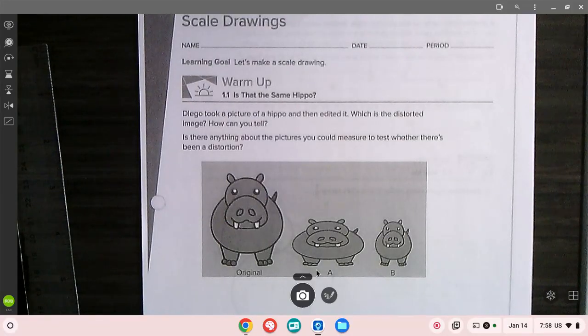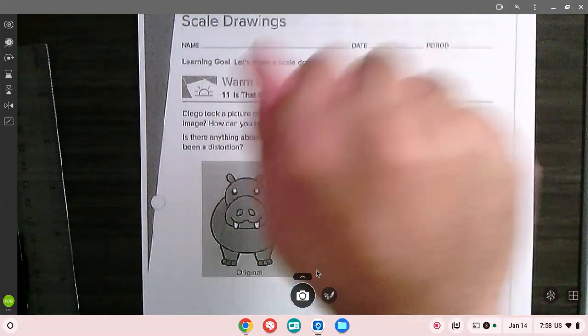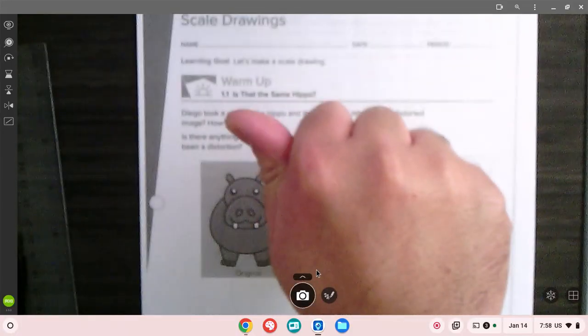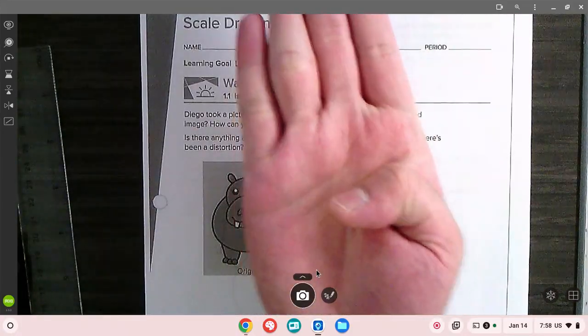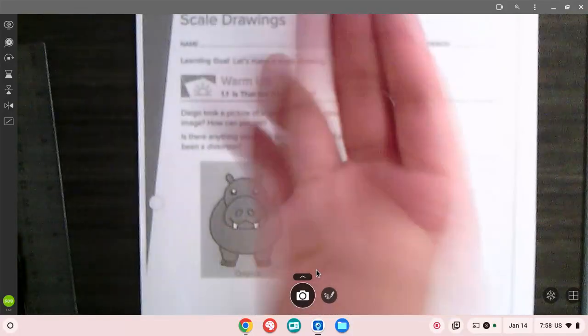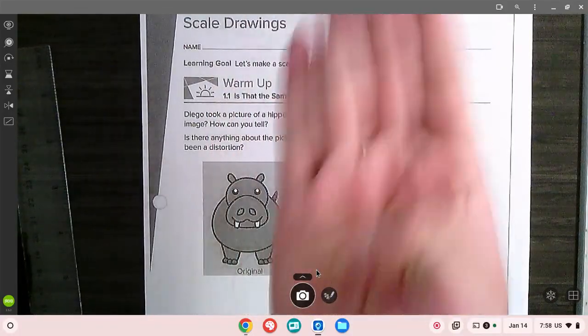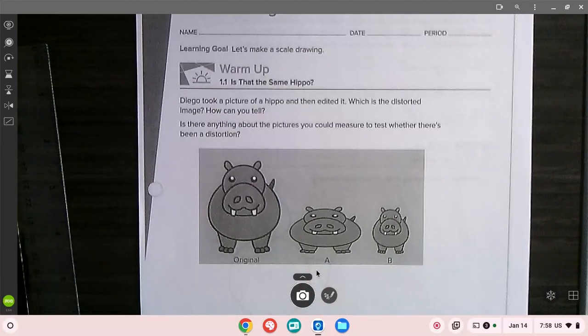Okay, so let's look at that first question. Which one is the distorted image? Do me a favor. Does anybody know sign language? A looks like this, a fist with your thumb on the side, and B looks like this. So A and B. I want you guys to hold up which hippo is the distorted image.